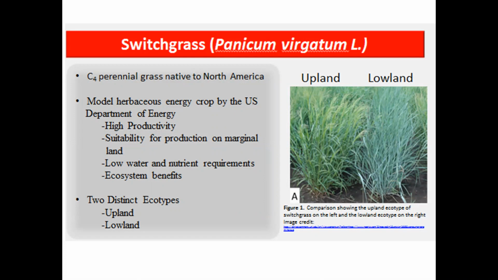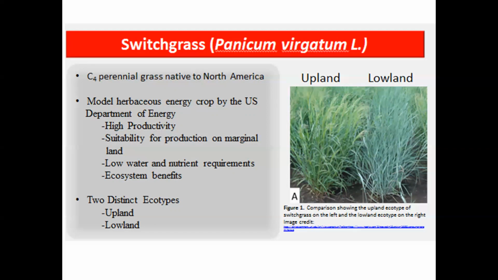Switchgrass requires minimal inputs of water and nutrients in order to be productive, making it a good feedstock for biofuel production on marginal lands. Switchgrass also has a variety of other benefits, such as benefits to the ecosystem, which make it a more environmentally friendly bioenergy crop compared to the first generation bioenergy crops, such as corn and sorghum. In addition, both corn and sorghum would need to be grown on prime farmland, which would take away from available land that could have otherwise been used for producing food.